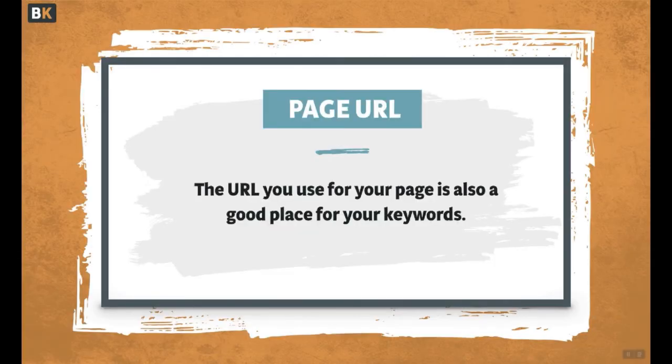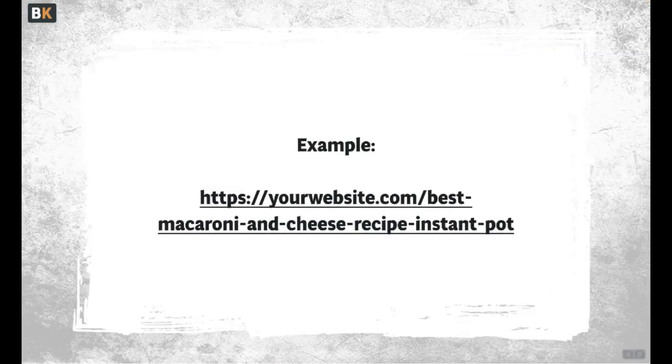Your page URL, the URL you use for your page, is also a good place for your keywords. This URL here is an example. It's SEO friendly because it has all of the search key terms our example post would want to rank for. So it says yourwebsite.com/best-macaroni-and-cheese-recipe-instant-pot. All of those words are in your key phrase, and so you will likely rank for that.